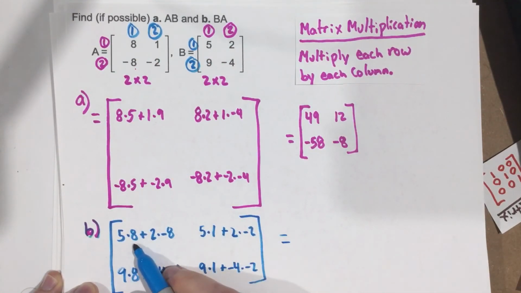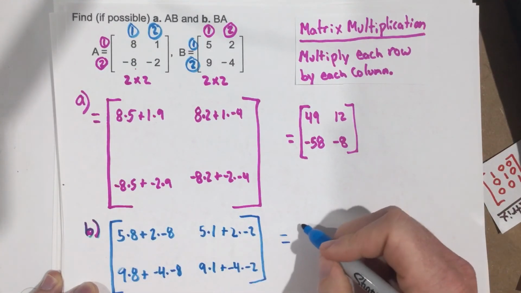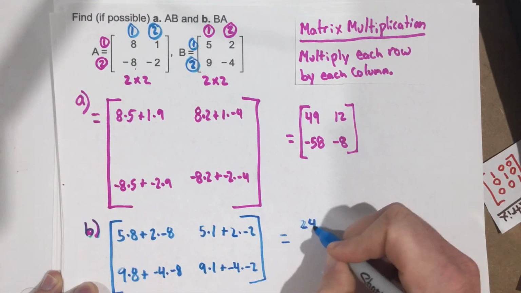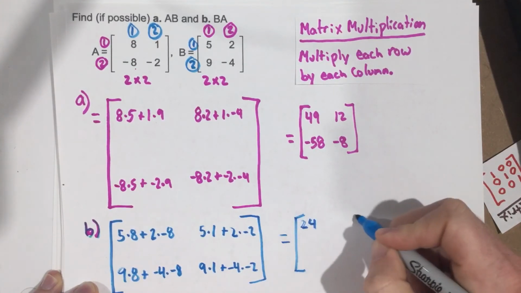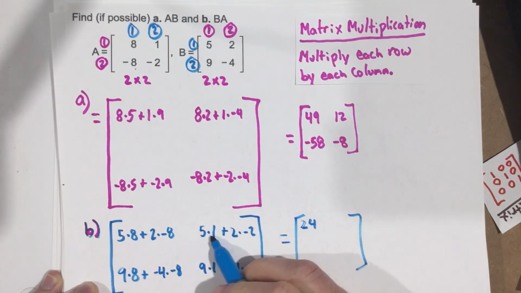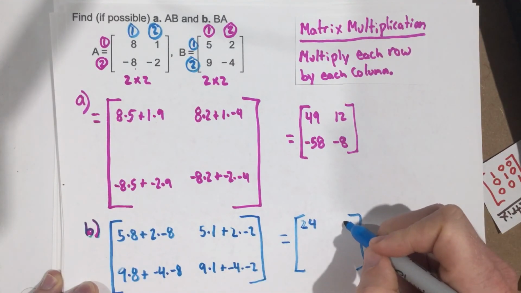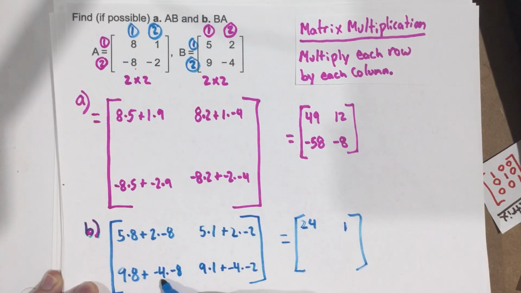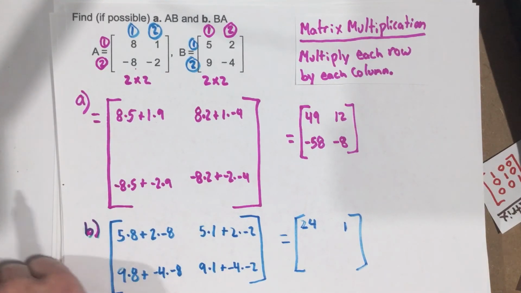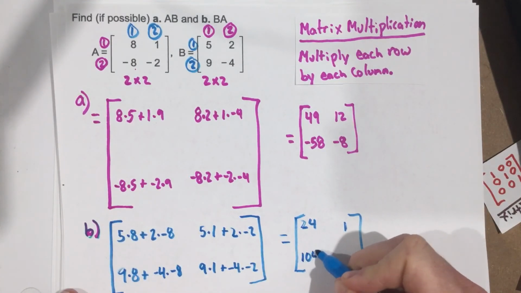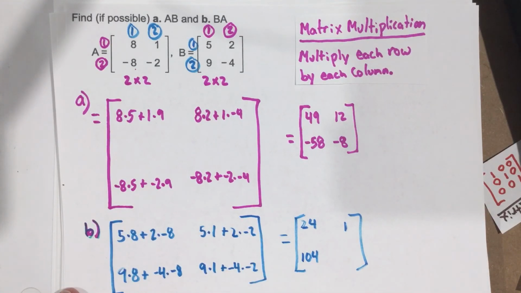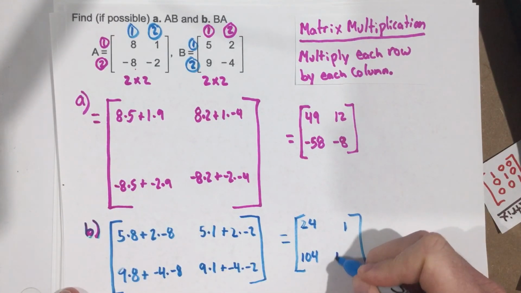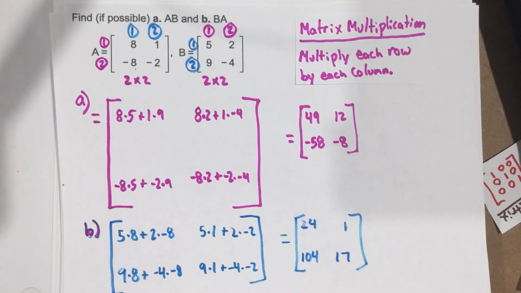This will give you 40 minus 16, so it's 24. This is 5 and negative 4, so that's 1. This is 72, and then 32 more, so 72 and 32 is 104. And then 9 and 8, so 17. And that's the solution for our second multiplication, B times A.